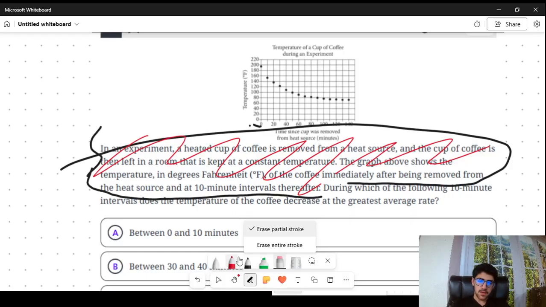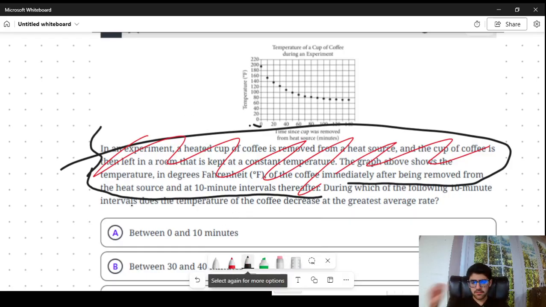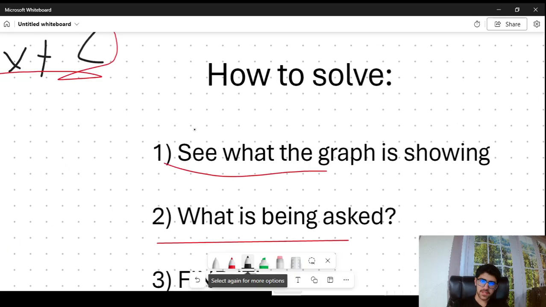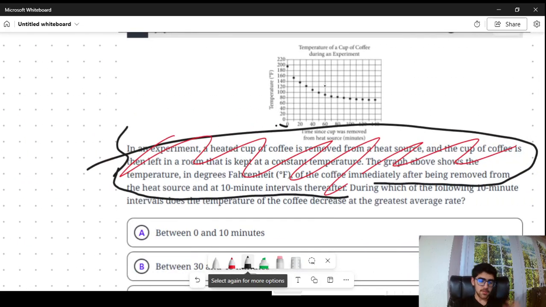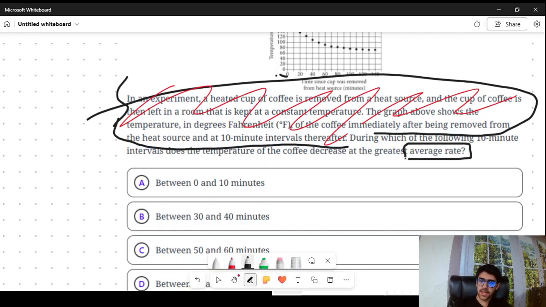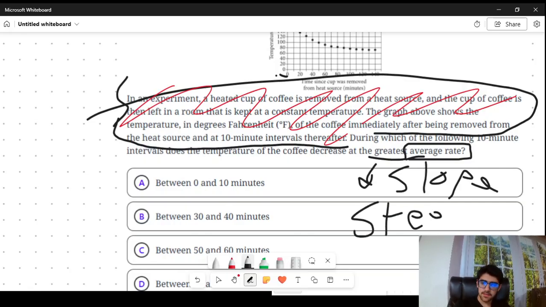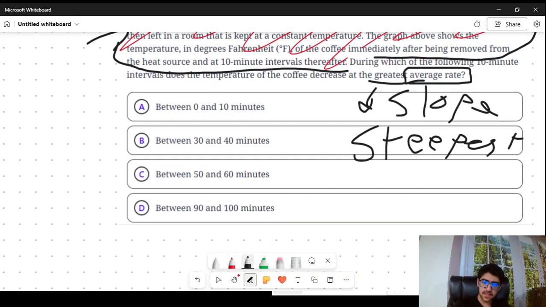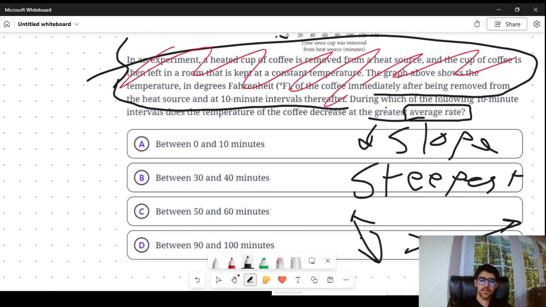During which of the following 10-minute intervals does the temperature of the coffee decrease at the greatest average rate? For this one, this is going to require a little bit of extra thinking, beyond the skills that I said to know. To find the greatest average rate, the average rate is basically the slope. So the greatest slope means the steepest. A steeper slope, something like this, is greater than something like this. This is more steep.